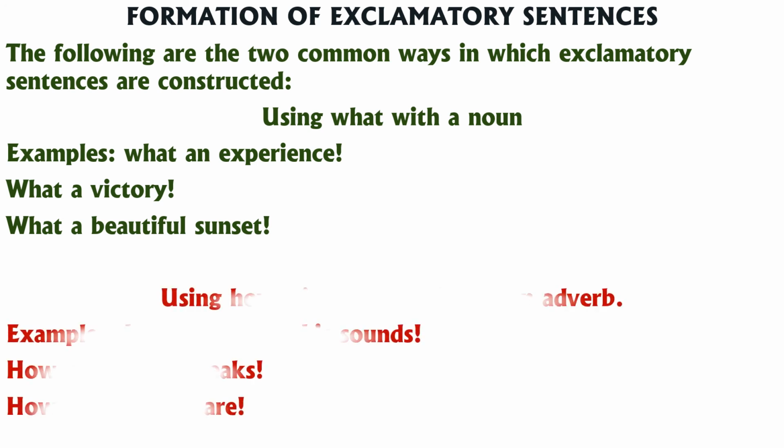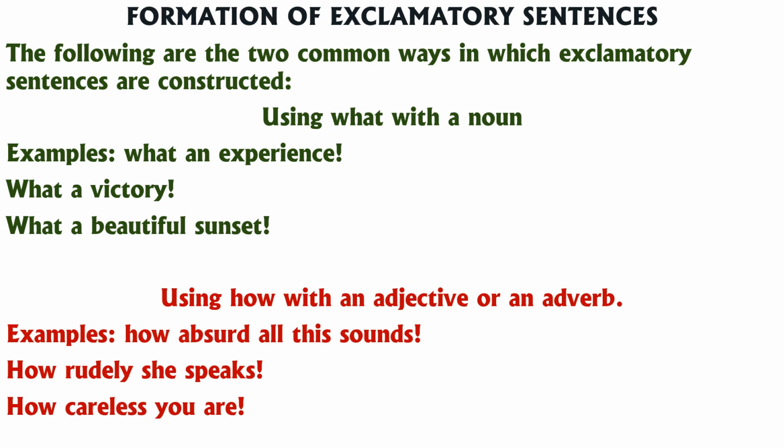The next one, using how with an adjective or an adverb. How என்பதை adjective கூடயும் adverb கூடயும் use பண்ணும்போது it will change into an exclamatory sentence. So what are they? How absurd all this sounds. How rudely she speaks. How careless you are. So these are called formation of exclamatory sentence.